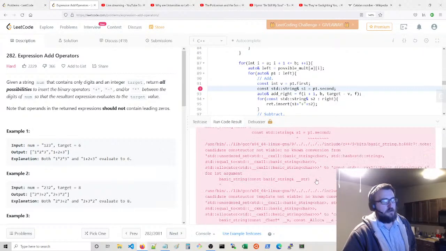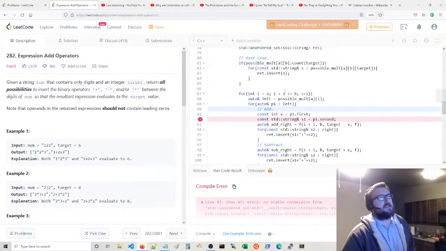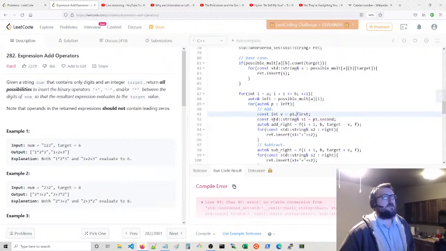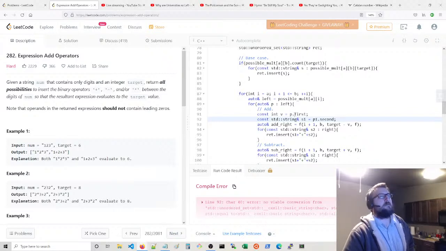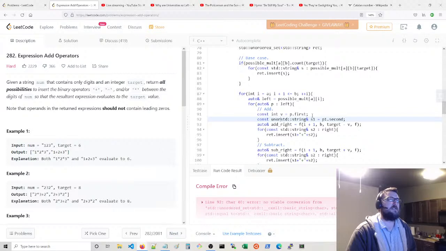What happened here? Oh, I think we can't convert to a const because, oh, look at that, unordered set string hash equal to. So what's interesting is these are, so I said P1, we could call it P. P first is, oh, I'm wrong. This is a set. This is a set of strings. Oh, okay, I did do this wrong. So really this is an unordered set of strings, not just a single string.